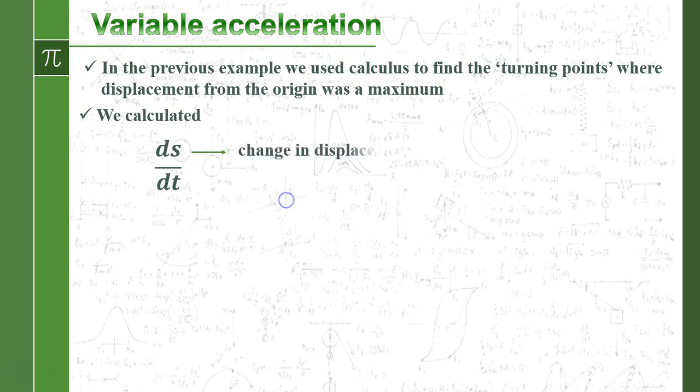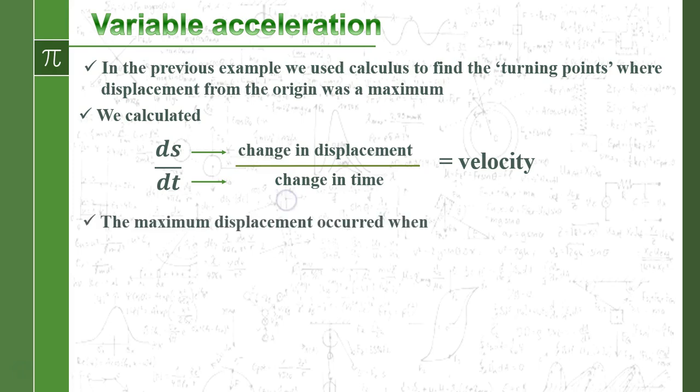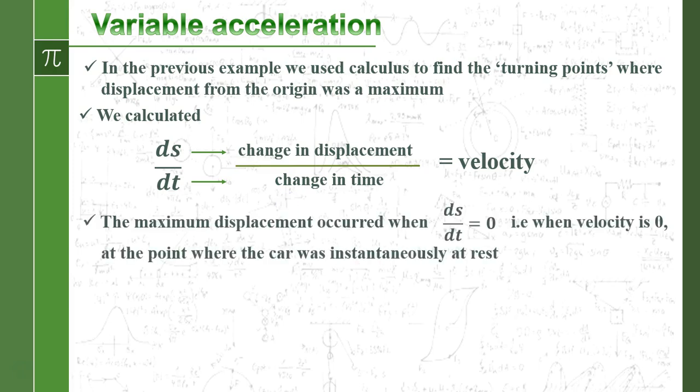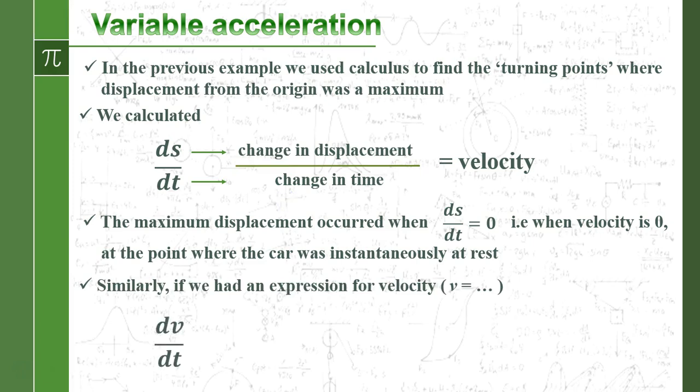Well, ds being the change in displacement, dt being change in time, and clearly the change in displacement over change in time, that is velocity. So basically what we're saying is that if we've got a function that is displacement in terms of time, if we differentiate it, we get a function that describes velocity. And in our previous example, we had maximum displacement occurring when ds/dt was 0, that's when the velocity was 0.